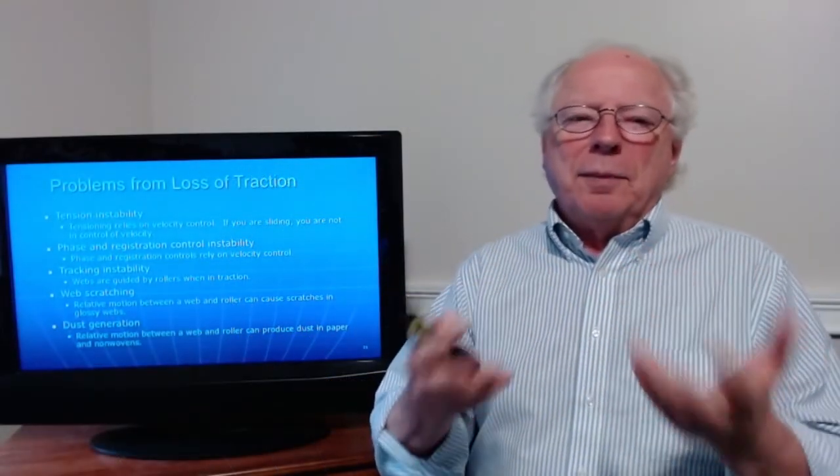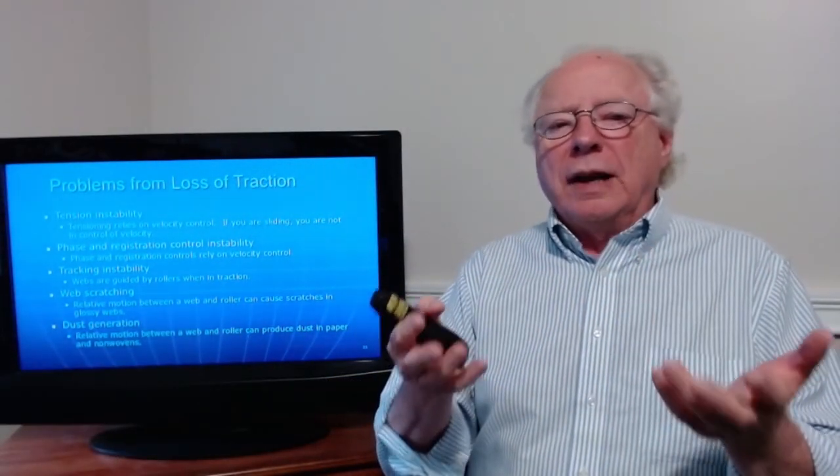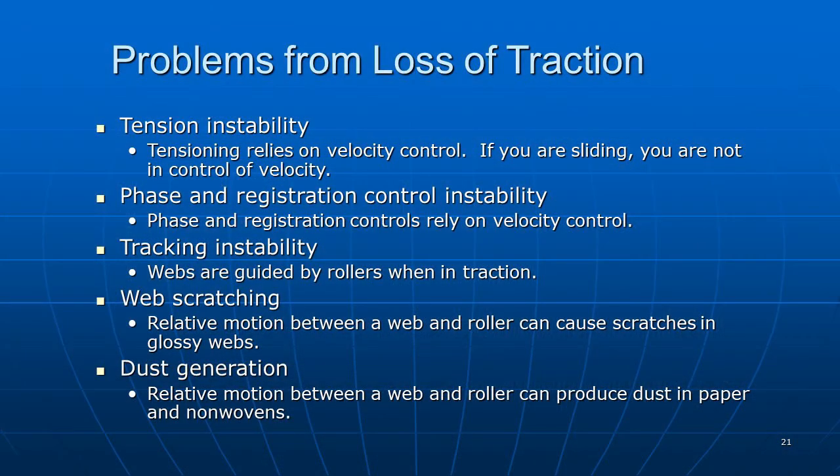There are some problems that you'll see from loss of traction. Tension instability being the first one we notice typically. Tension relies on velocity control, and if you're sliding or losing traction, you're not in control of your velocity. And so you're not in control of your tension. What may be worse is intermittent traction, and so your tensions are going up, going down, going up, going down, depending on if you're in traction or not and what conditions might be influencing that.